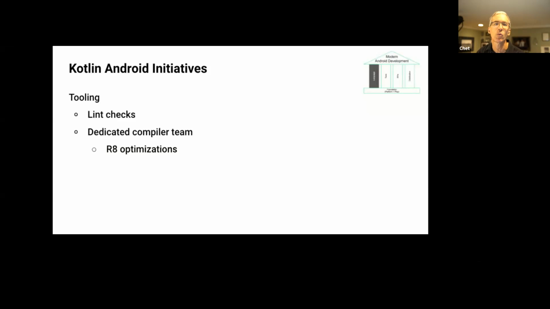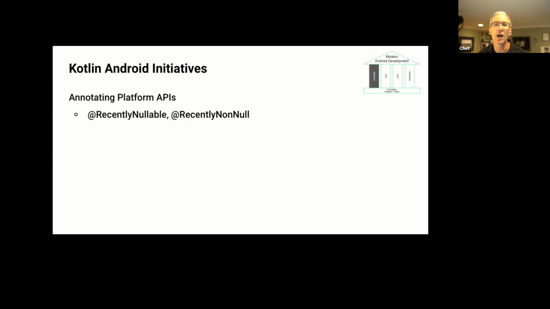Kotlin initiatives. So there are a lot of things that we're doing. It is a language that is developed and maintained by JetBrains, but we work closely with them. And we do a lot of things to make it even better for Android developers. We develop these lint checks. We have a dedicated compiler team that works on everything from optimizations for the R8 compiler to improving annotation processing speed. We add annotations to platform APIs to make it easier for Kotlin developers.